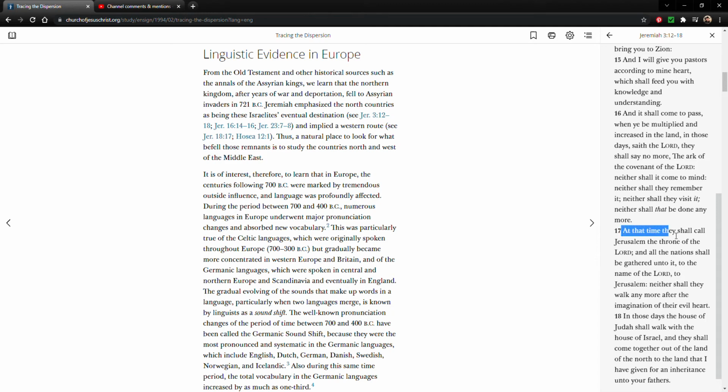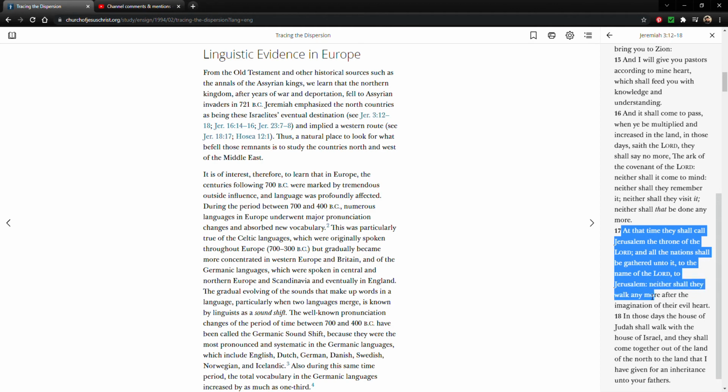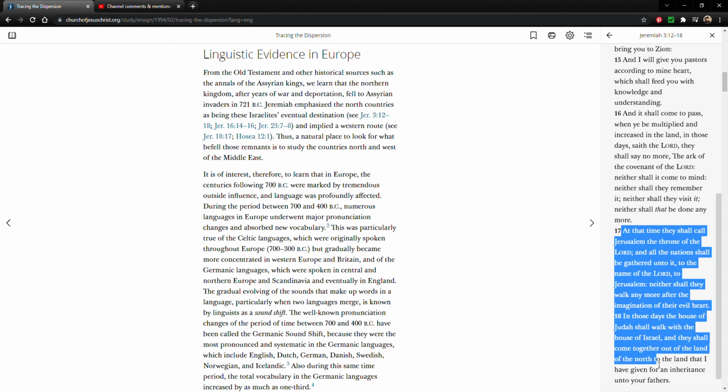17. "And at the time that they call Jerusalem the throne of the Lord, and all the nations shall be gathered unto it, to the name of the Lord, to Jerusalem, neither shall they walk any more after the imagination of their evil heart. In those days the house of Judah shall walk with the house of Israel, and they shall come together out of the land of the north, to the land that I have given for an inheritance unto your fathers." Okay.